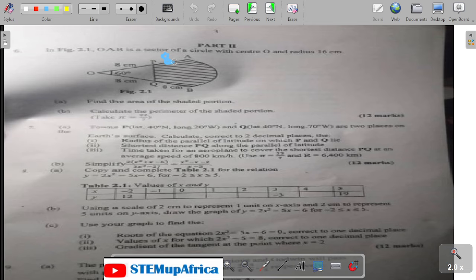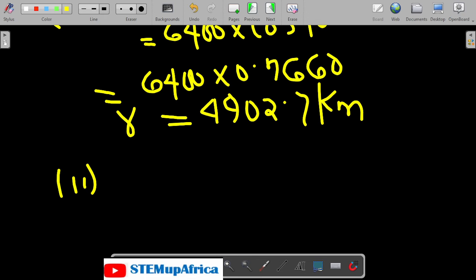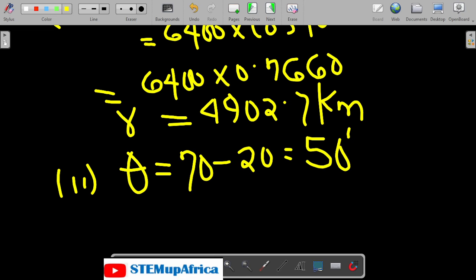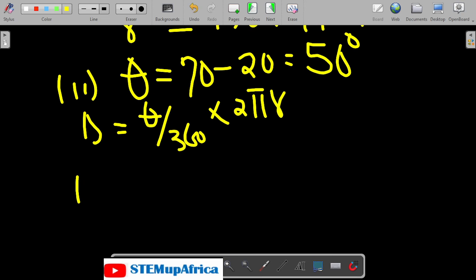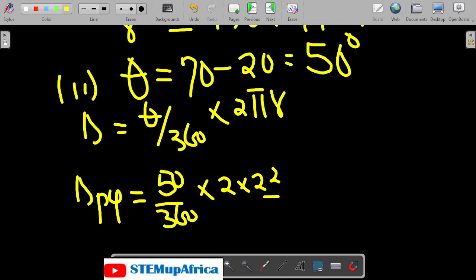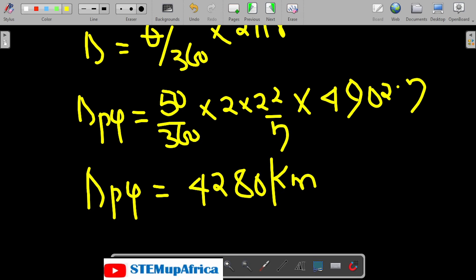Then remember figure 2. Calculate the shortest distance, which is the distance along the great circle. The difference in angle is 70 minus 20, that will give me 50 degrees. So the distance is simply theta over 360 times 2 pi r. So the distance PQ is 50 over 360 times 2 times 22 over 7 times 4902.7. Multiply and divide, I'm going to have 4280 kilometers.